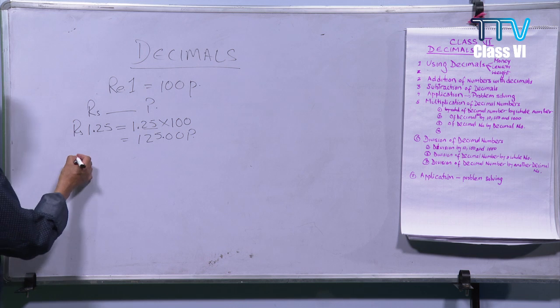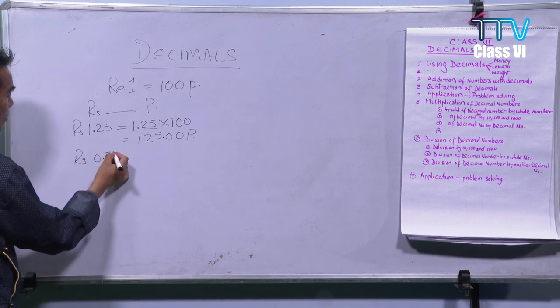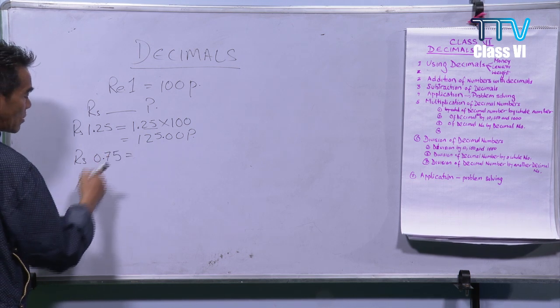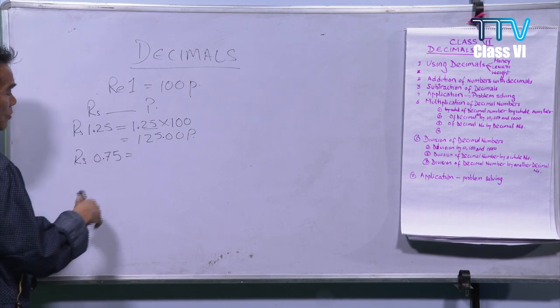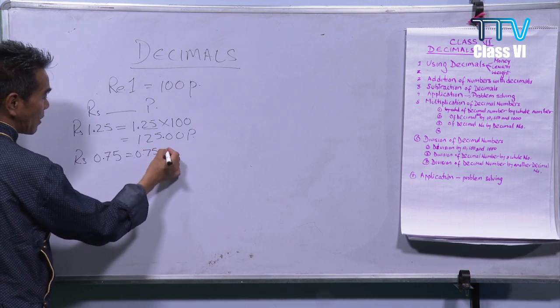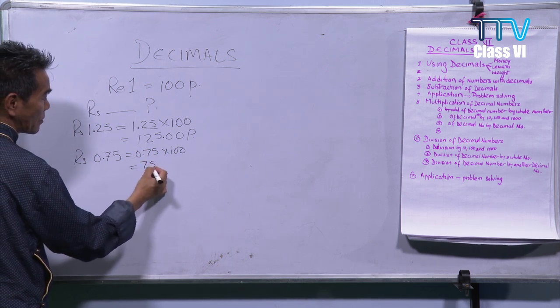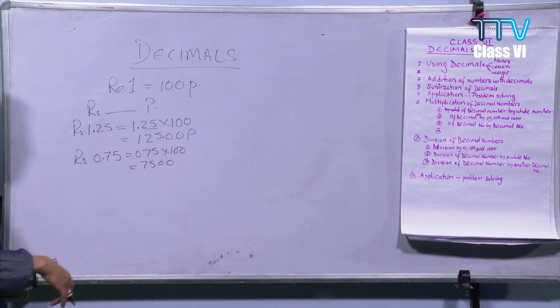0.75 rupees. You change this rupees into paisa. 0.75 multiplied by 100 is equal to 7500, if you multiply.